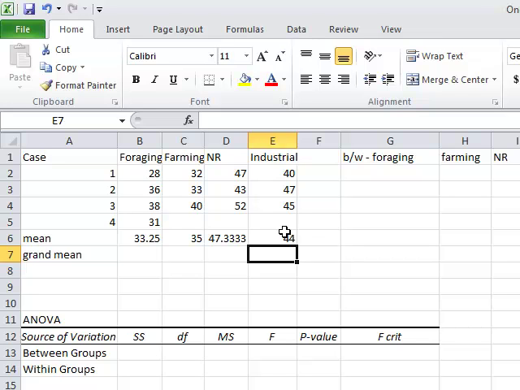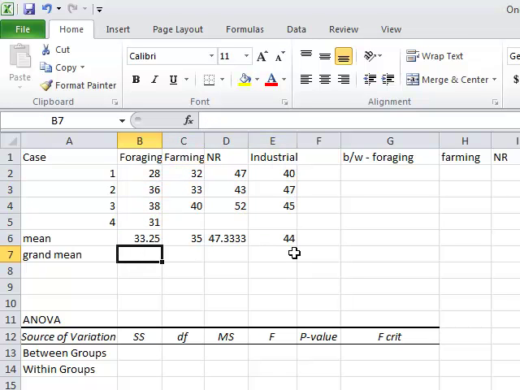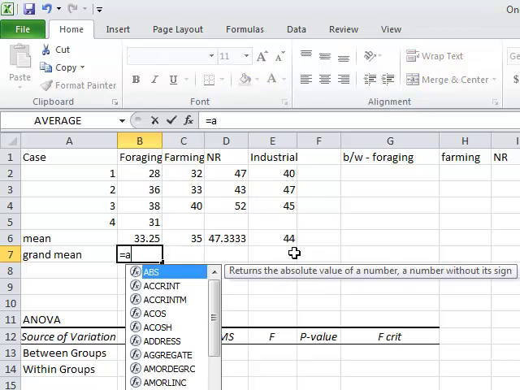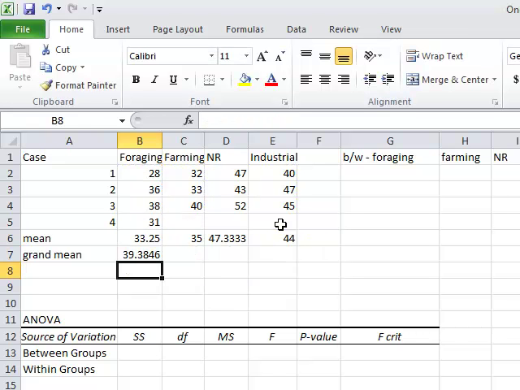But now we also have to calculate something called the grand mean, which is the mean of every data point. Yeah, every data point, right? And which is easy to calculate. You just do the same thing, average, and then you highlight the whole data set. Right? So that's the grand mean.